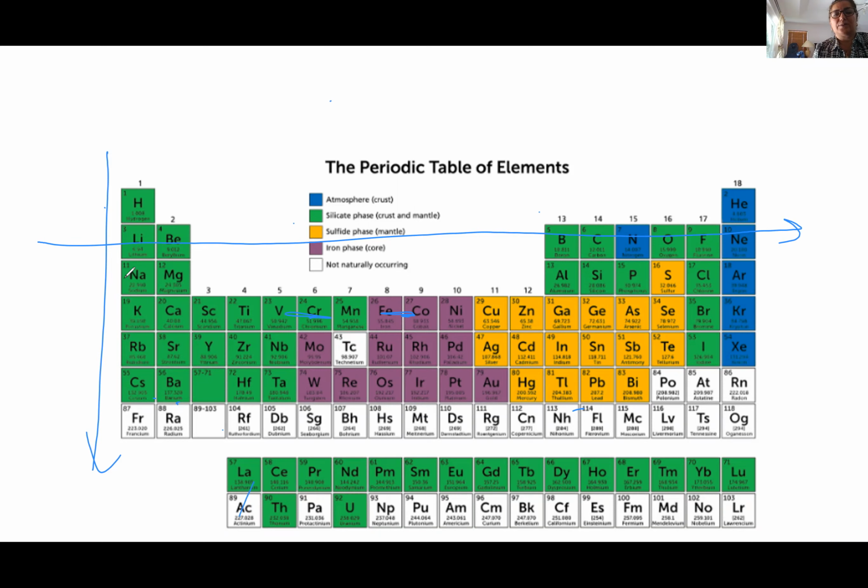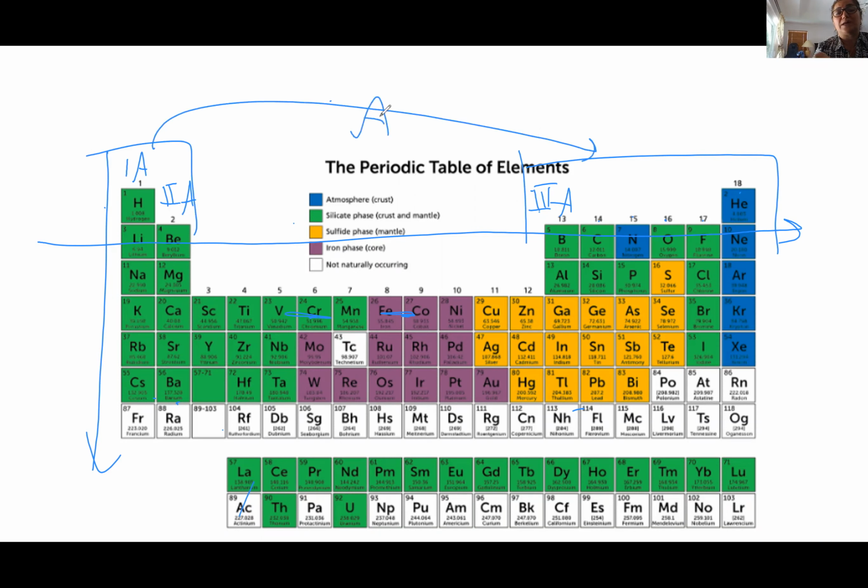I'm not sure if everything is covered in this, but there are group 1A, 2A, 3A, 4A, 5A, 6A, 7A, and 8A. These groups, two on this side and those six, are the group A elements. They are also known as representative elements.